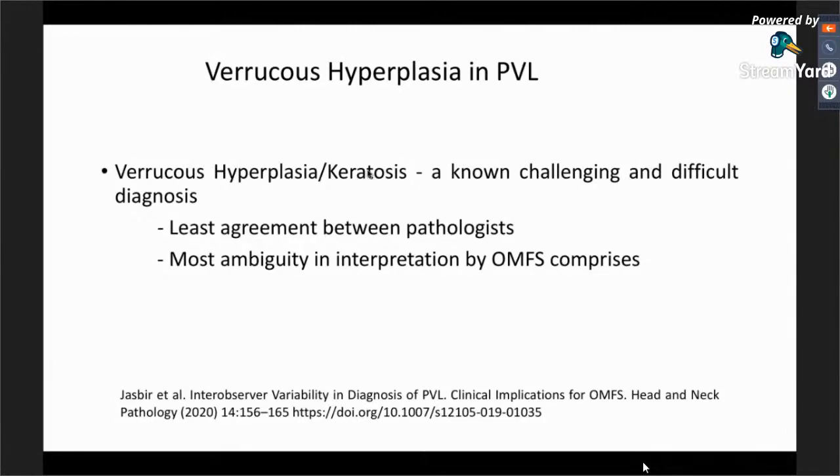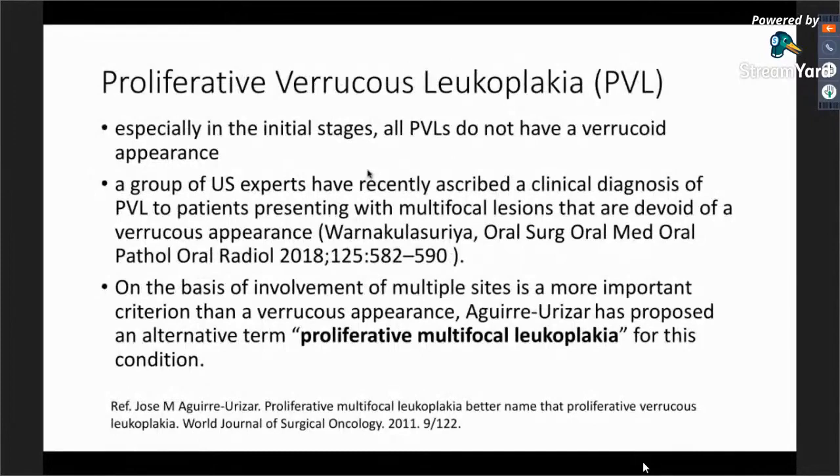And it has been shown that, especially in the early initial stages, all proliferative verrucous leukoplakia do not have a verrucoid appearance. It has also been recently described that a clinical diagnosis of proliferative verrucous leukoplakia can be given to patients presenting with multifocal lesions that are devoid of verrucous appearance. So there are also now suggestions on the basis of involvement of multiple sites.